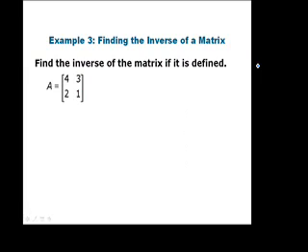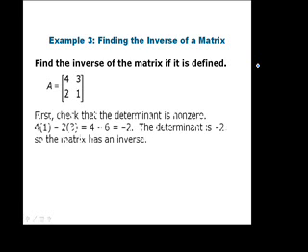So let's find the inverse of this matrix if it is defined. Of course, first we need to find the determinant. So we take the difference of the products of the diagonal, so we'll get 4 times 1 minus 2 times 3. So then we'll get a determinant value of -2, which is non-zero. So that means this matrix has an inverse.